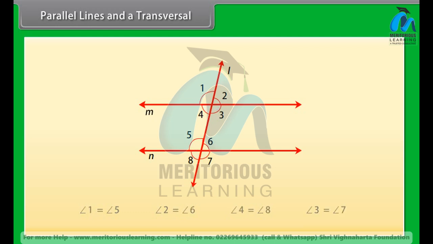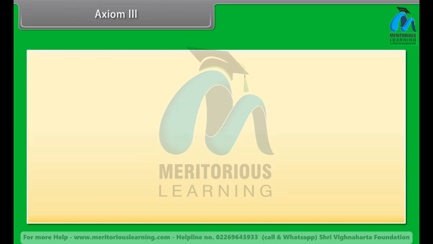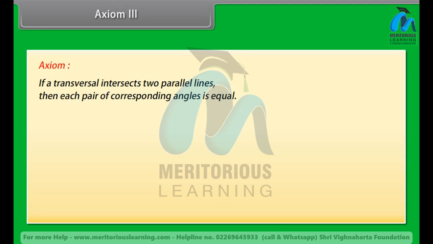For this, we get one more axiom, which is, if a transversal intersects two parallel lines, then each pair of corresponding angles is equal. Axiom. If a transversal intersects two parallel lines, then each pair of corresponding angles is equal.